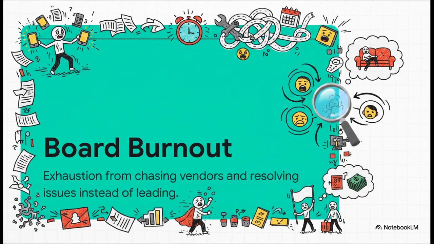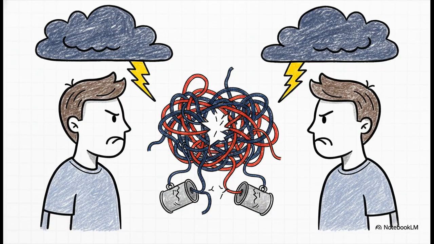Cost 4 is one we see all the time: board burnout. Poor management unfairly dumps the entire operational burden right onto the volunteers. Instead of actually leading, board members are spending their weekends chasing unreliable vendors and mediating petty disputes. It literally turns volunteering into an exhausting, unpaid second job. And what happens? Your best board members just quit. Which leads straight to cost number 5, increased conflict.